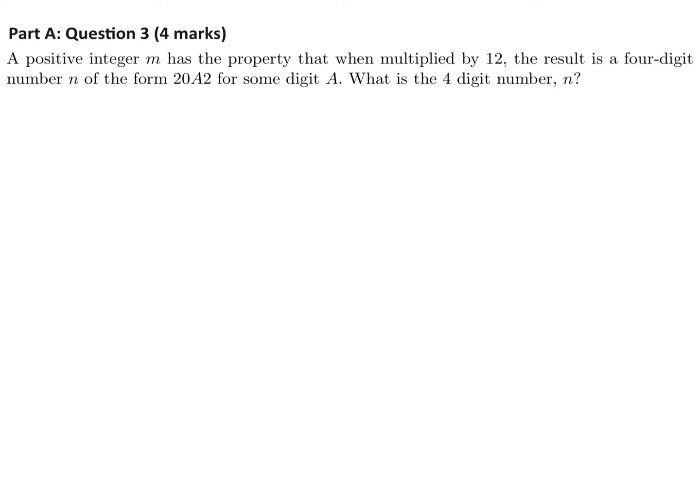A positive integer m has the property that when multiplied by 12, the result is a 4-digit number, n, of the form 20a2 for some digit a. What is the 4-digit number n? Okay, so 12 multiplied by m is some 4-digit number, and that is 20a2. So obviously this number is divisible by 12 because it's a multiple of 12.